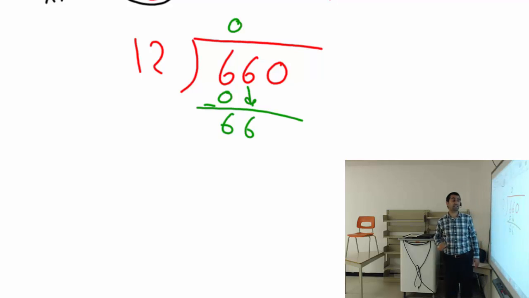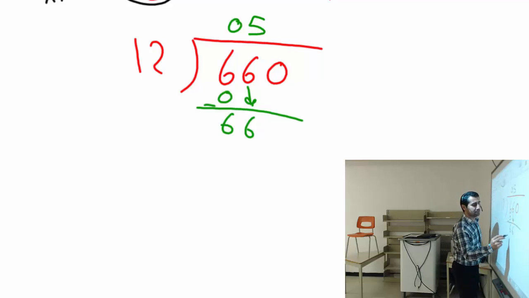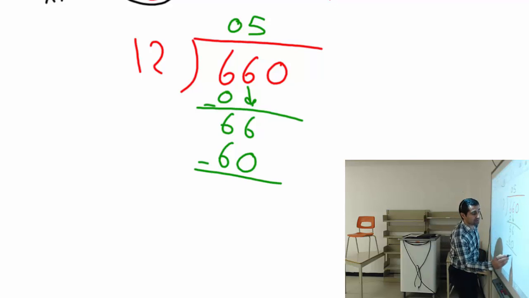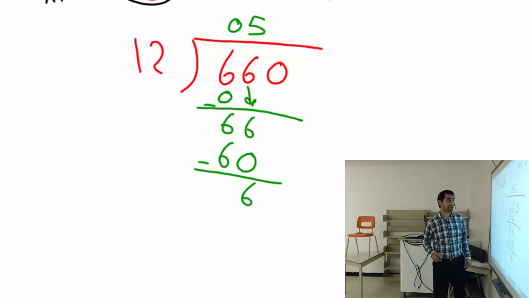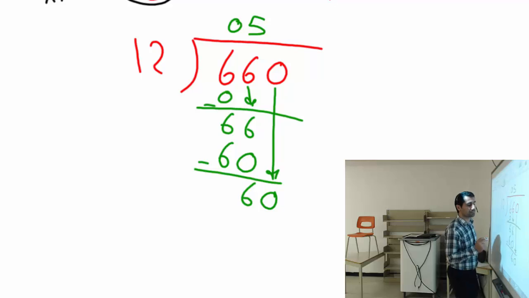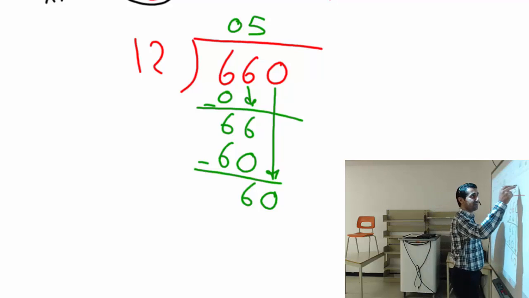In 66, there are some 12s. 5 12s, that will be 60. So there are 5 12s. Write down 60. As I said, you should know the multiplication in order to do this question. So 12 times 5 is 60. Subtract that. You're going to have the 6 down here. Now it's time to bring down the 0. In 60, how many 12s do you have? 5 again.